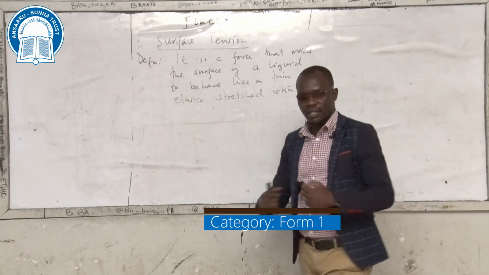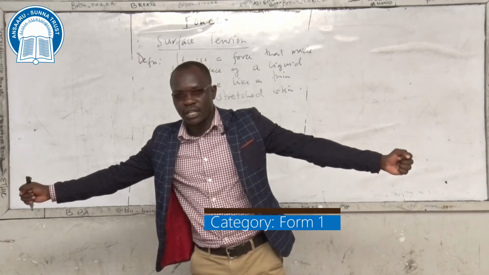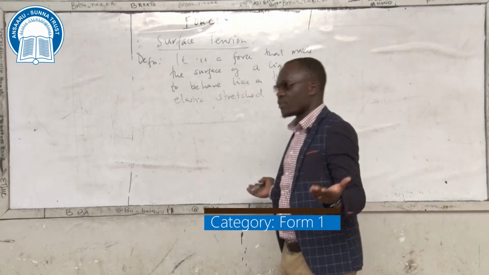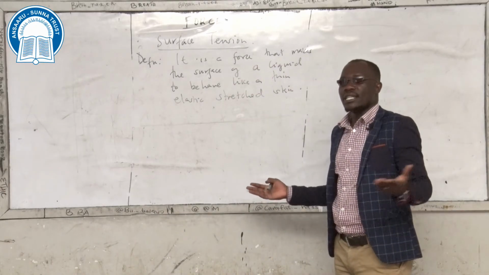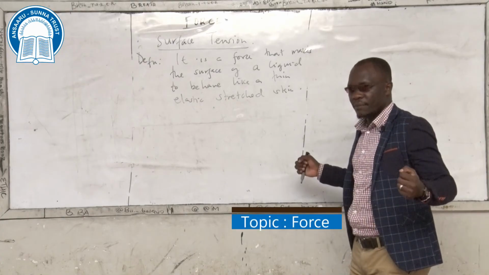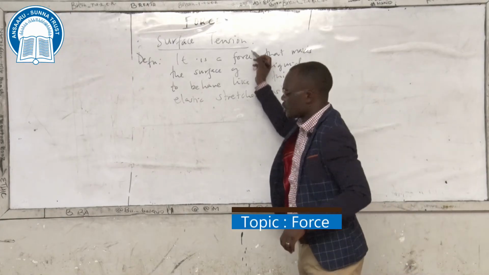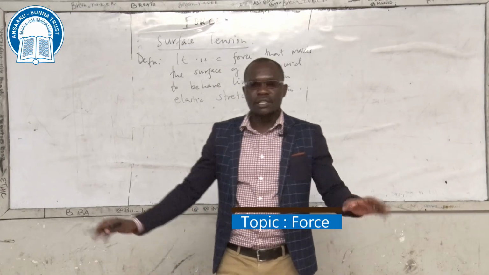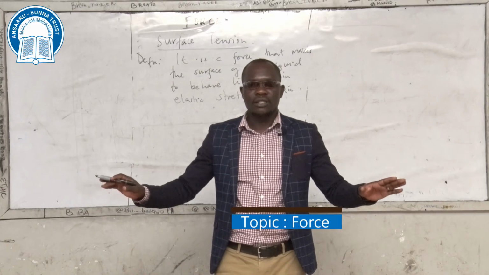Something which is elastic is something which can stretch, become large, can reduce in size. So we have a force which makes the surface of a liquid to behave like it is a skin which has been stretched. That is a force we are calling surface tension. Most of the times we have seen insects on the surface of a liquid.